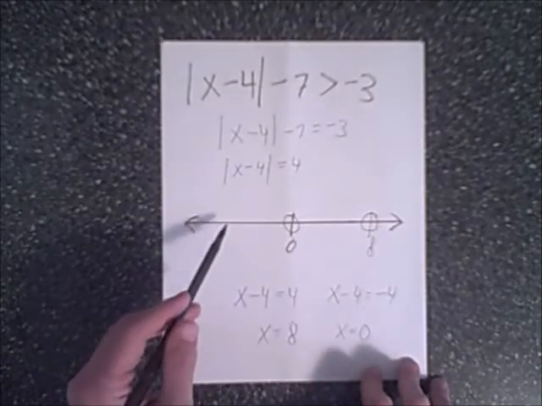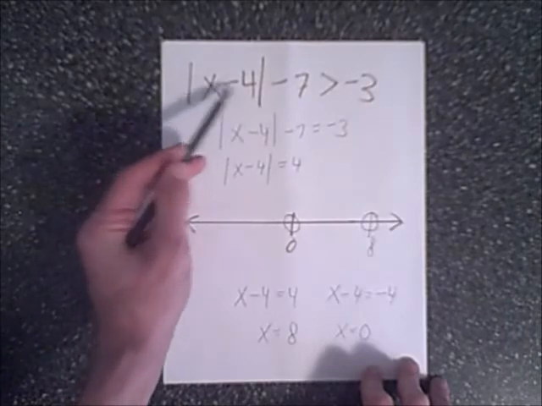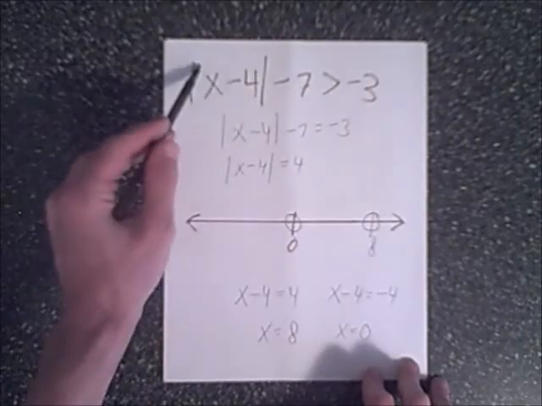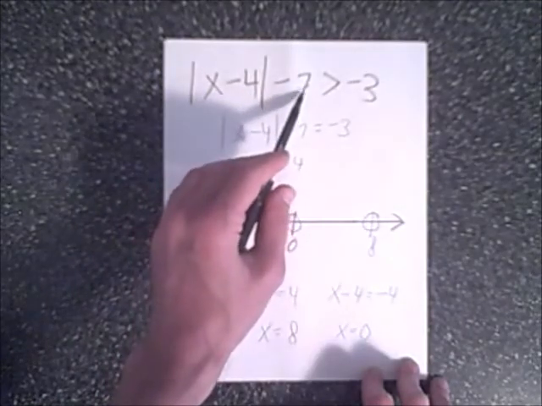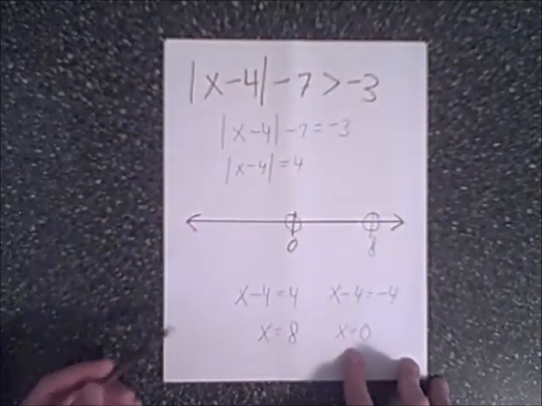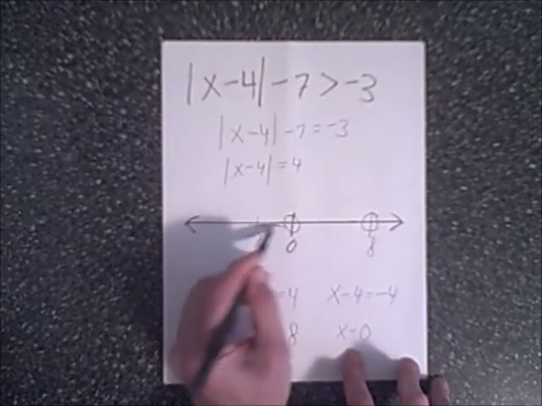We have negatives. Let's do negative 2. Negative 2 minus 4 is negative 6. This becomes positive 6, minus 7 is negative 1, which is greater than negative 3. So negative 2 works. So this side over here will be shaded.